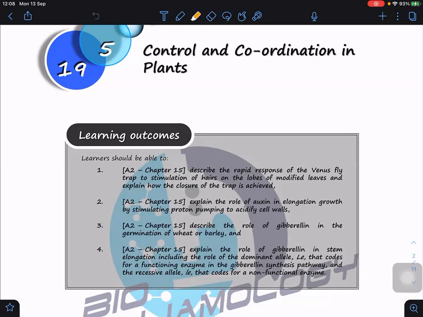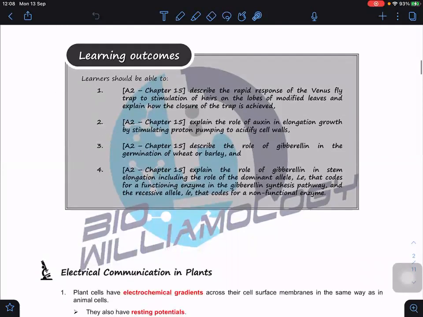So the first part for today's lesson, we're going to look at the electrical signaling pathway, which involves the rapid response of Venus flytraps to stimulation of the hairs on the lobes of the modified leaf, and explain how the closure of the trap is achieved. So this part will be the electrical signaling pathway.